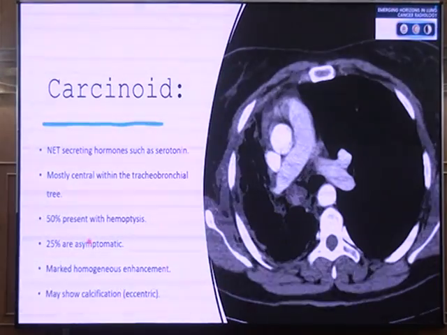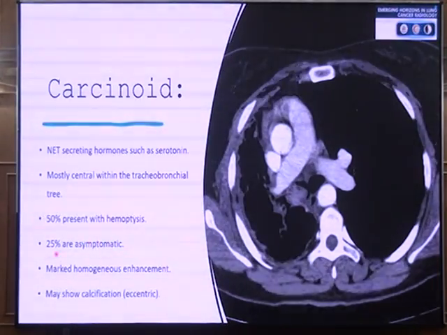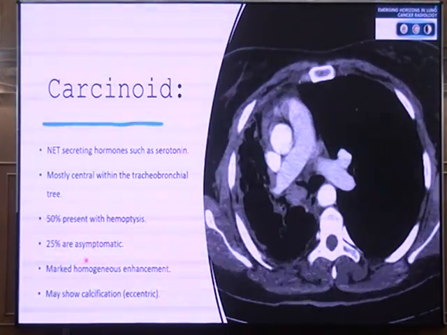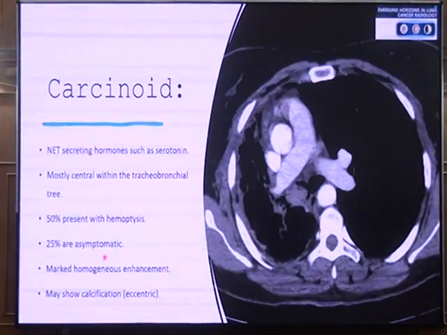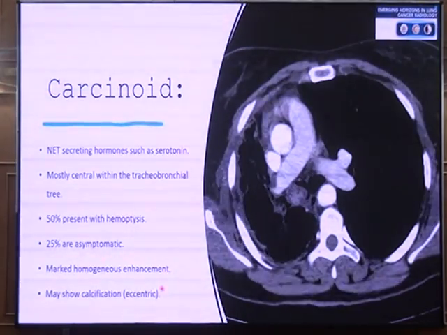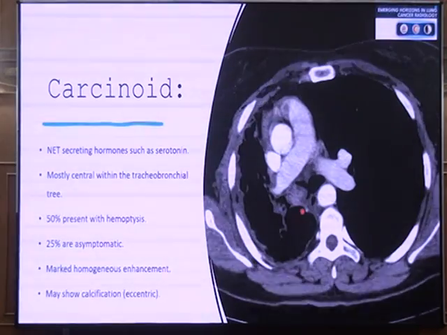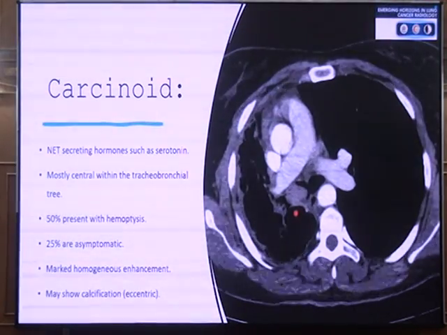50% of patients may present with hemoptysis, however, 25% of patients may be asymptomatic, so it is discovered accidentally. And the key differentiating point is the homogeneous enhancement and the endobronchial location, and it may show foci of calcification.